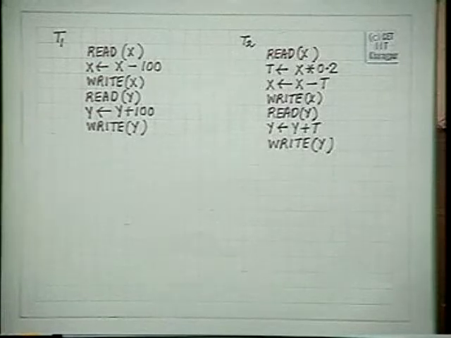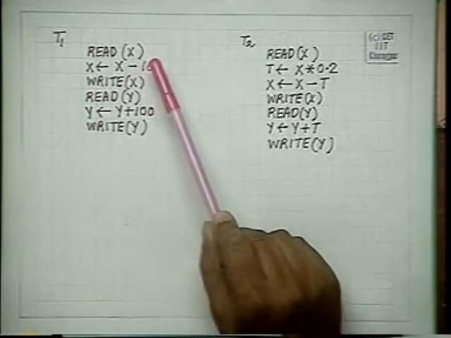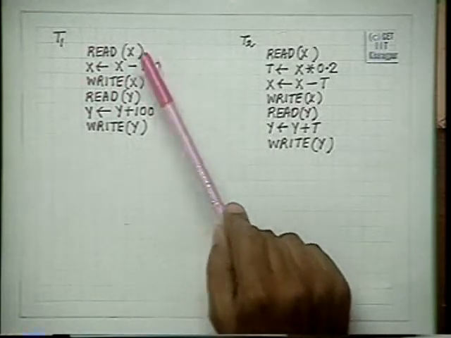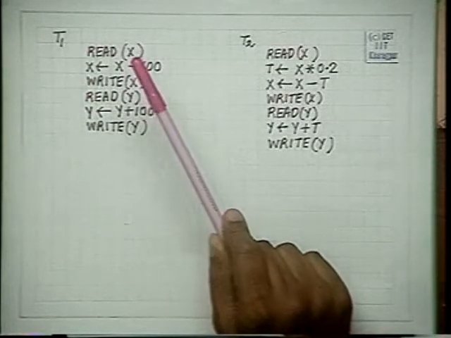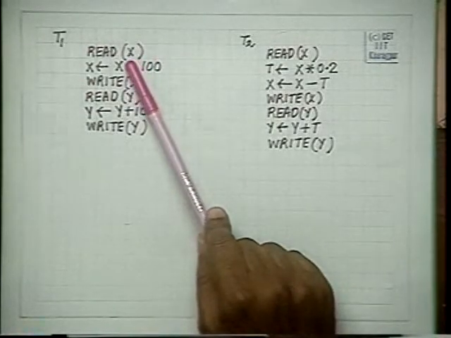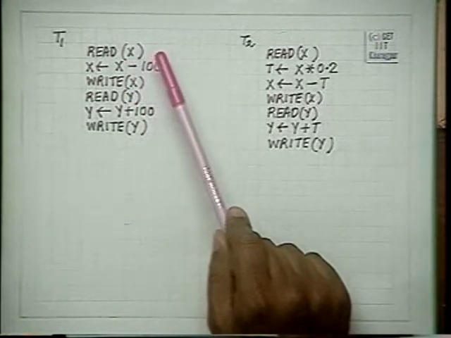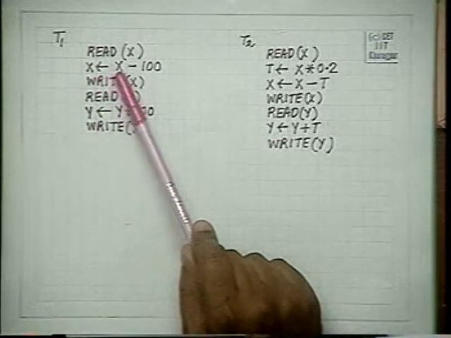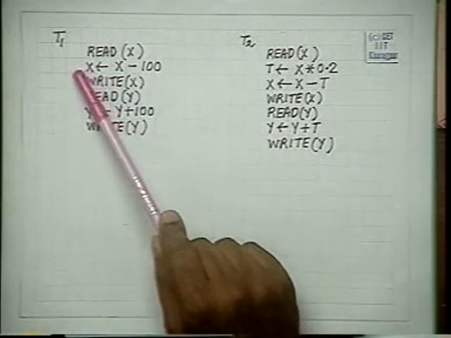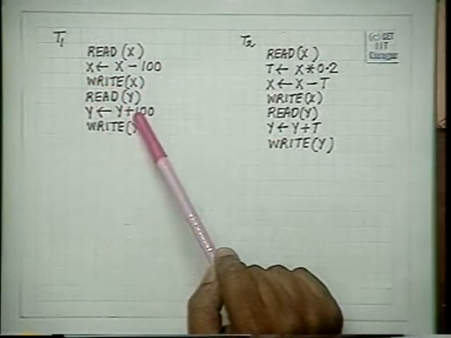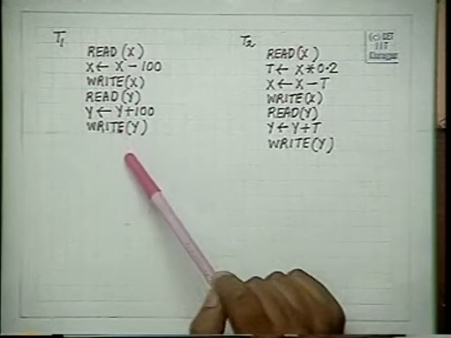Let us take two examples of two transactions. The first one is read x. This is a disk variable. It corresponds to read x comma small x, and small x is assigned small x minus 100. This is done on the memory. These are memory variables, and these are disk variables.